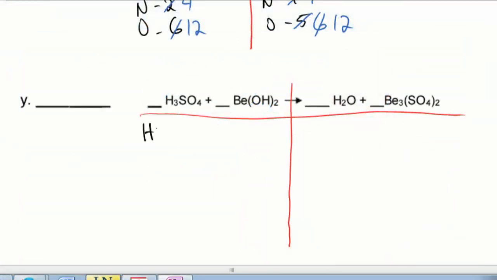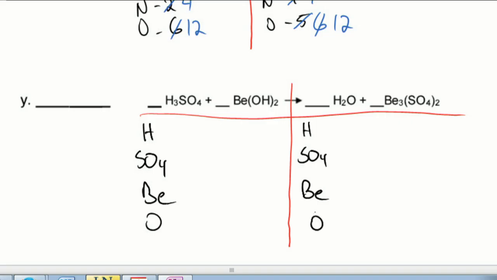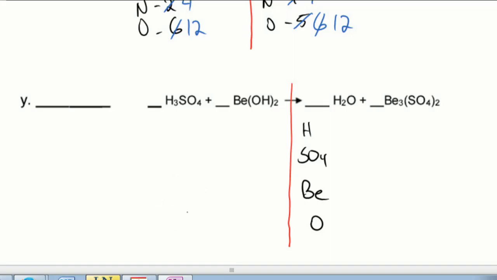SO4. Let's try to balance that SO4 as a group. Beryllium, O. HSO4, beryllium, oxygen. 3, 4, 5 SO4 groups. There's 1 beryllium, there's 1. I can't do it that way. I have to do it individually. It's just going to be a little extra counting.